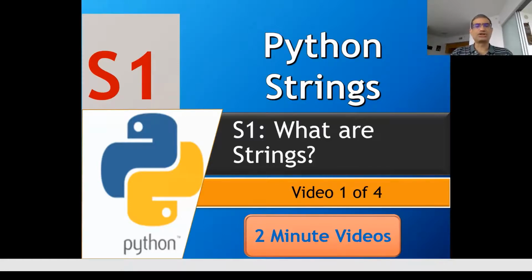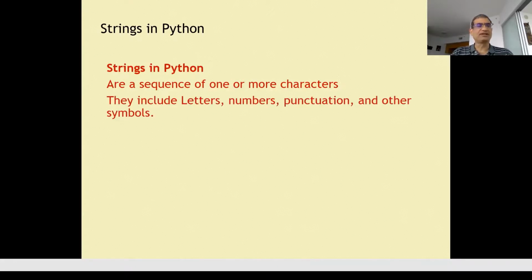This is a short video on Python strings. First of all, what is a string? Strings in Python are a sequence of one or more characters. More specifically, they include letters, numbers, punctuation, and other symbols. Now, a Python string is always written inside quotation marks.